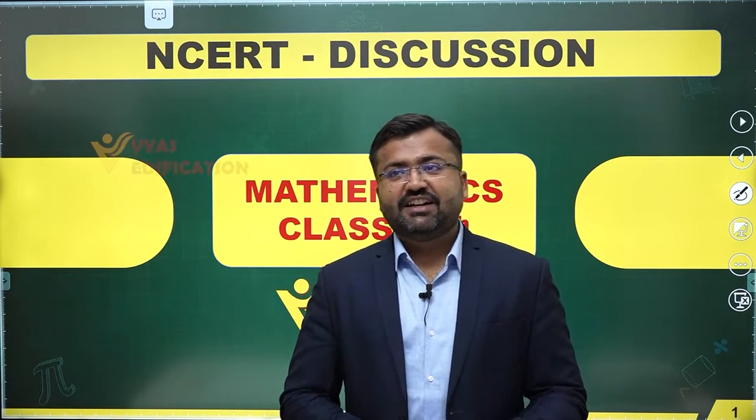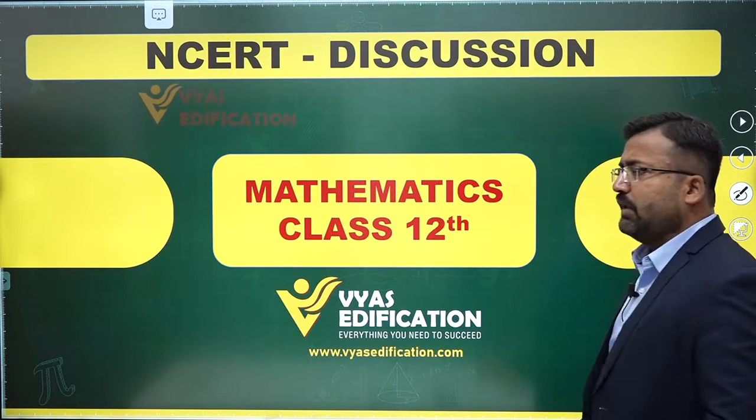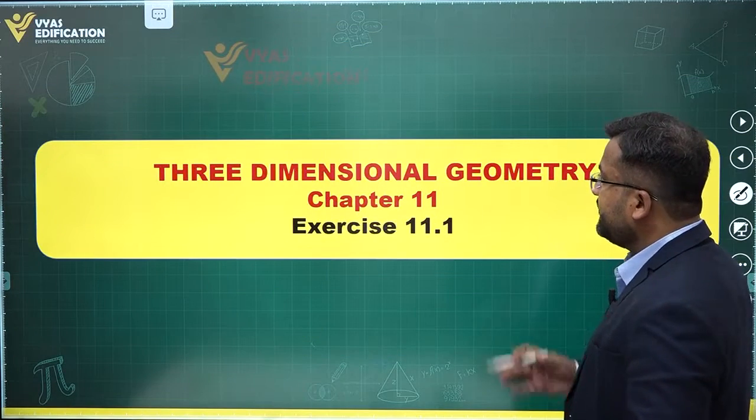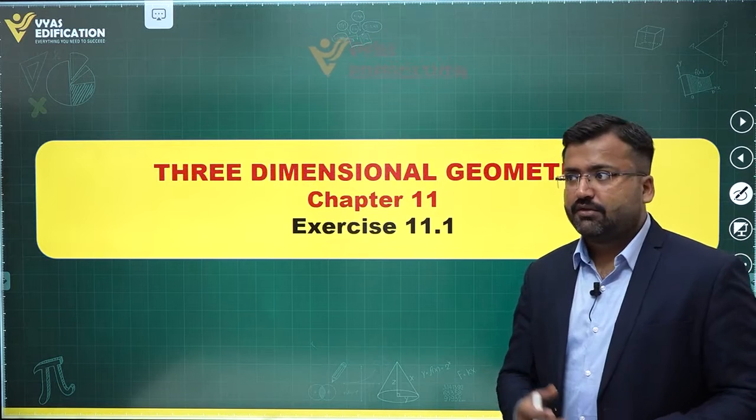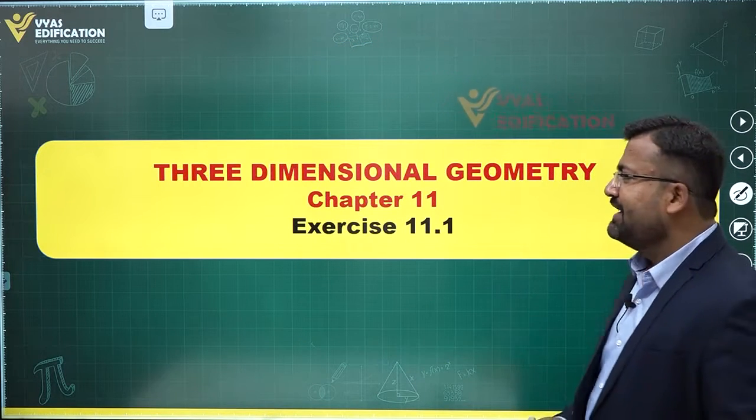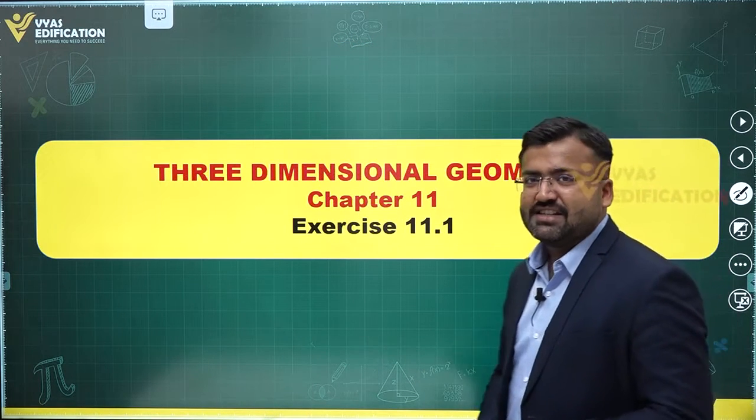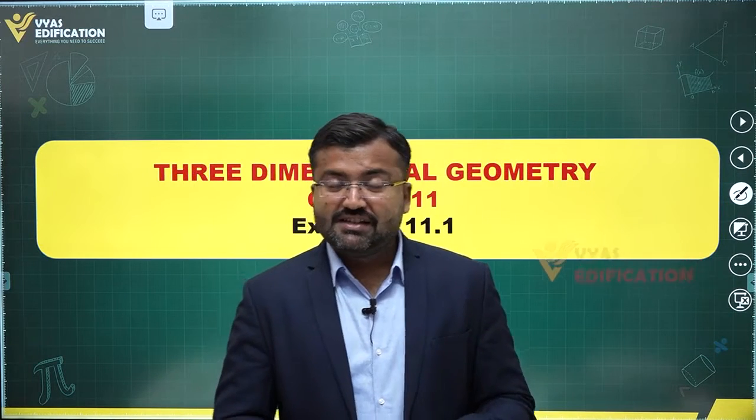In this series of NCERT discussion, we'll continue further with Mathematics Class 12th. The chapter that we're dealing with currently is three-dimensional geometry. This is the beginning of the chapter. We'll be discussing exercise 11.1 today.